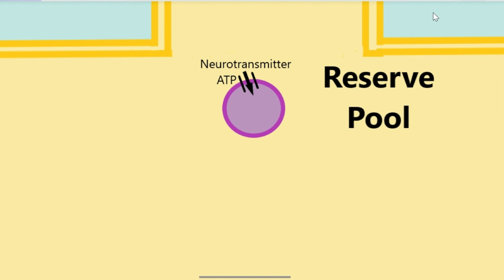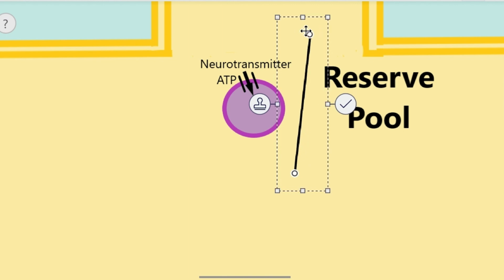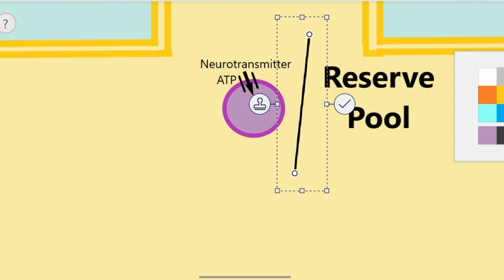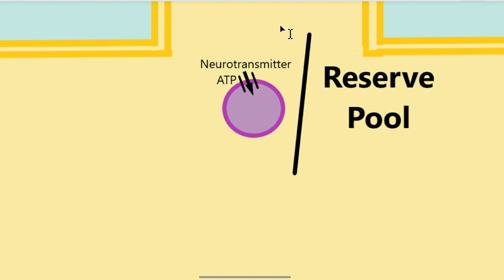So what you actually have whilst they're in this reserve pool is them anchored to the cytoskeleton of the cell. The cytoskeleton is basically like our skeleton. It's a framework made up of different proteins inside the cell, which essentially allow the cell to keep its shape and keep certain structures in place. So in this case, this is just representing a part of the cytoskeleton here, but this would usually, in the case of vesicles, be a protein in the cytoskeleton known as actin.